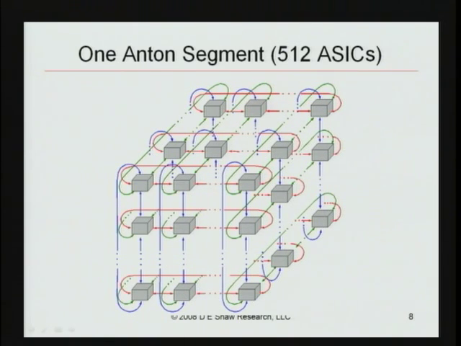Then we took 512 of these chips and connected them together into a 3D torus of 512 ASICs, where each one connects to its 6 nearest neighbors. And we partition the problem into spatial voxels, so each ASIC is responsible for simulating the atoms that lie within a rectangular prism of space that ASIC represents.